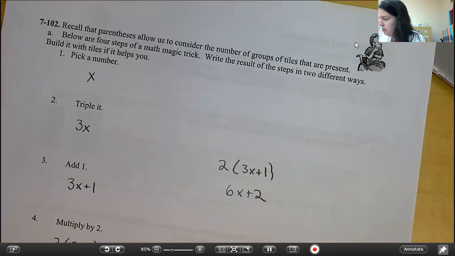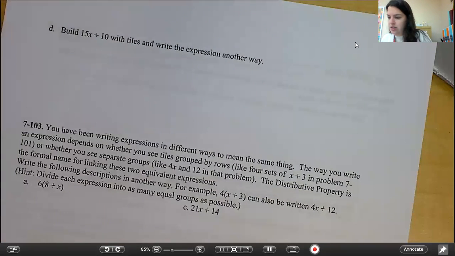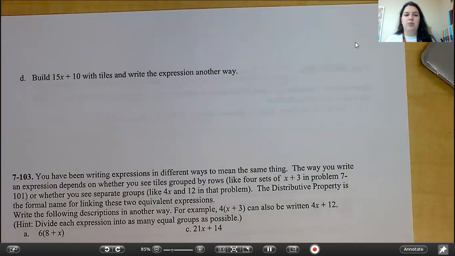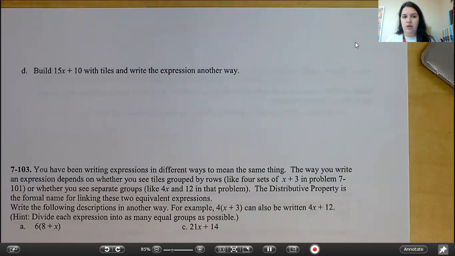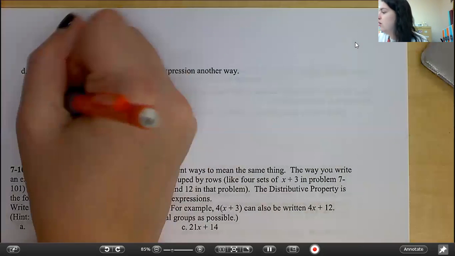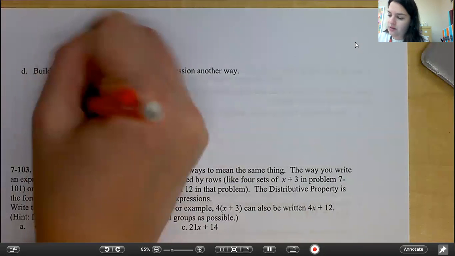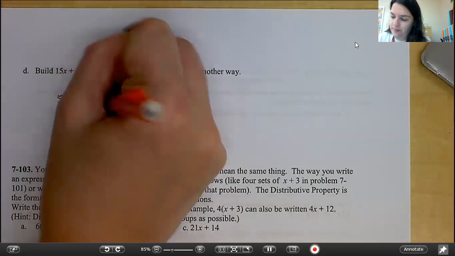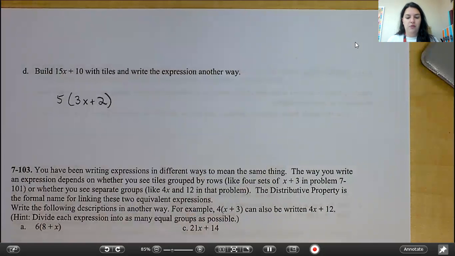Okay, we're going to try another one like this. D says build 15x plus 10 with tiles and write the expression another way. So the way you're going to write it is with parentheses. Go ahead and try that. If you're back with me, you've tried part D. Hopefully your expression with parentheses was 5 times the quantity of 3x plus 2. Okay, and if you have questions about that, we will save that to discuss it in class.